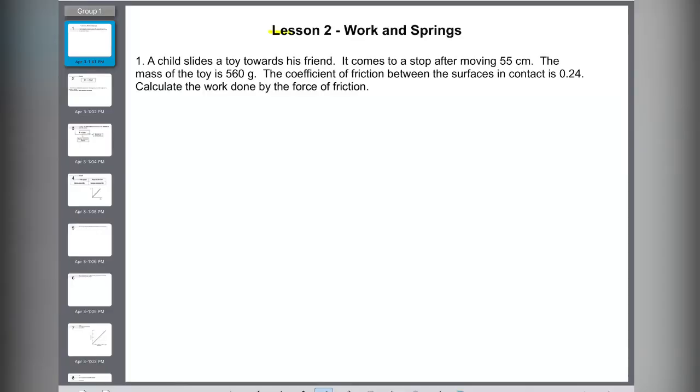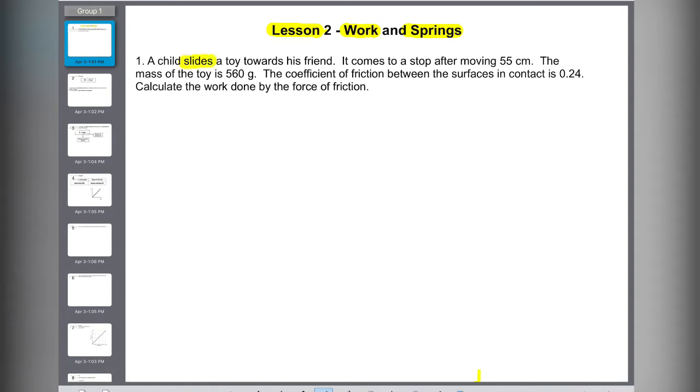So we're now covering lesson 2. We're still talking about work done, but this time we're going to be talking about specifically work that is done by a spring. So before we actually move into there, we're just going to review the work from yesterday.